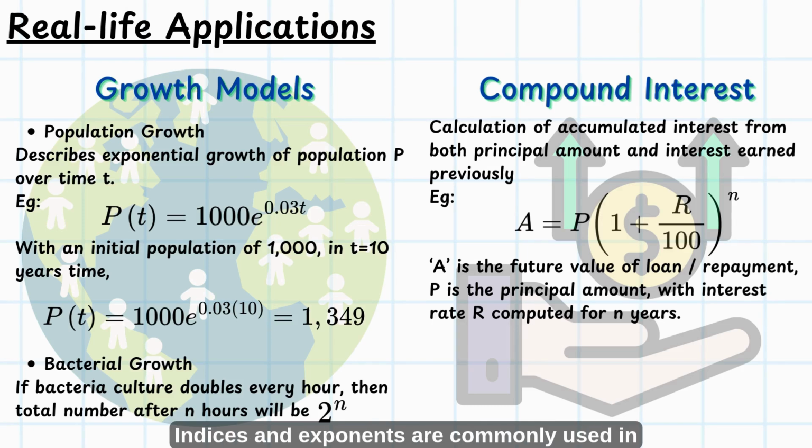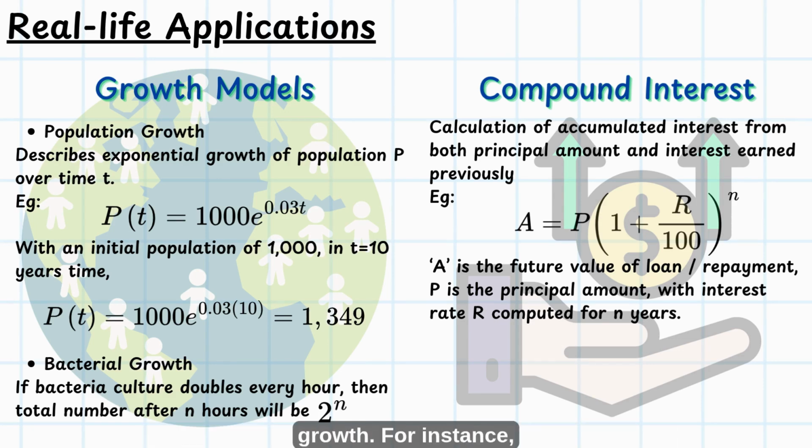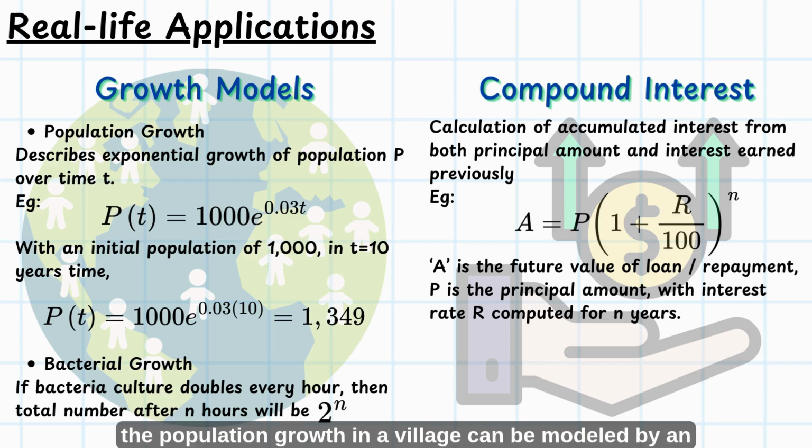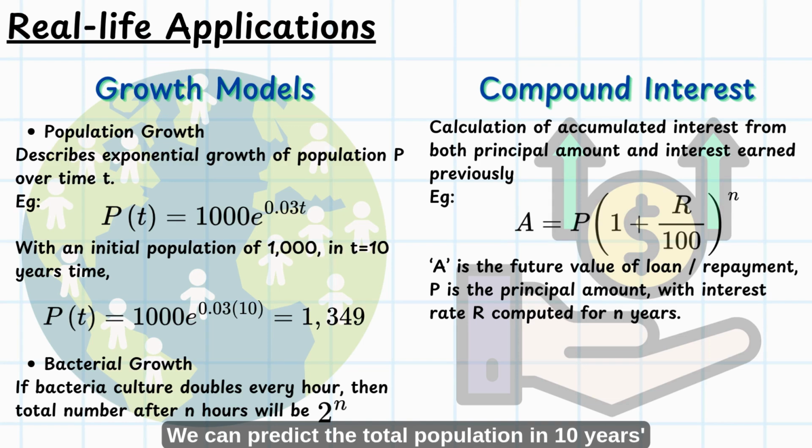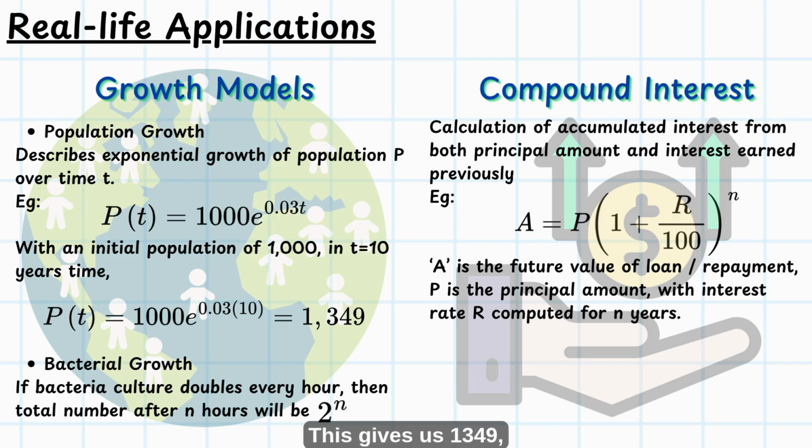Indices and exponents are commonly used in various growth models to study how populations change over time. This can be applied to human population growth or bacterial growth. For instance, the population growth in a village can be modeled by an exponential equation. Here, t represents time, usually in years. So for the initial population, we substitute t as 0, and this gives us 1,000 as the initial population number. We can predict the total population in 10 years' time by substituting t as 10. This gives us 1,349, meaning there is a net growth of 349.